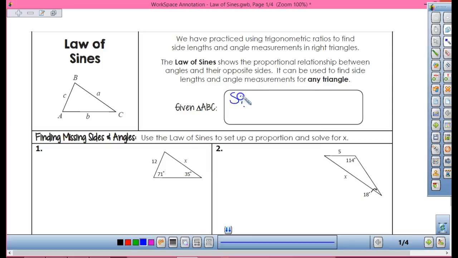All right, so sine of A over a. Okay, so sine of the angle over the opposite side. Excuse me for starting out. Okay, so it's going to be sine of the angle over the opposite side equals sine of another angle, so sine of B over that opposite side is equal to sine of C over its opposite side. Okay, so all we're doing is setting up proportions. Right?